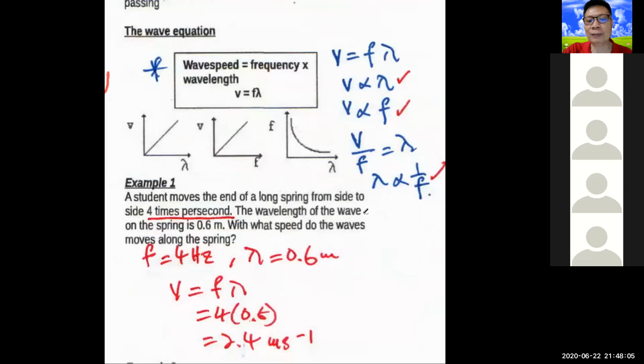The wavelength of the wave is 0.6 meter. Lambda is given now, so what is the speed? You want to find the speed, V equals F lambda, just substitute so you get the answer. Very simple and straightforward. Frequency 4, lambda 0.6, so 2.4 meters per second. Okay, this one is settled.